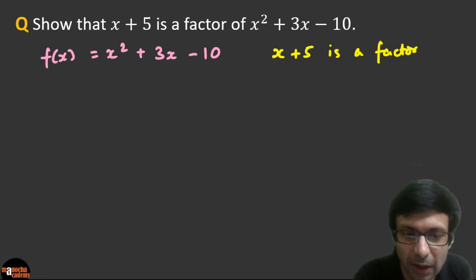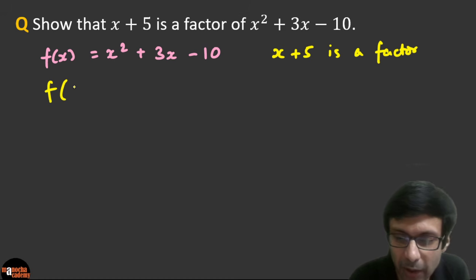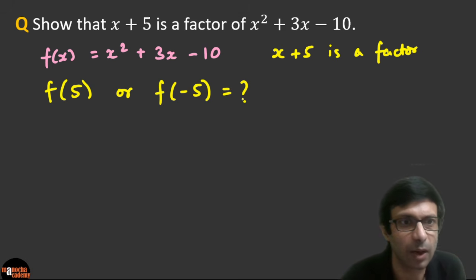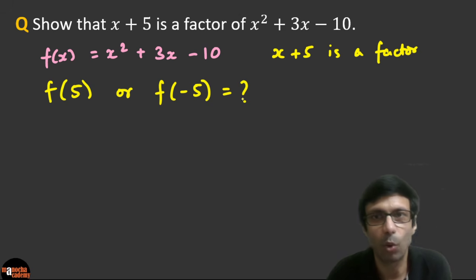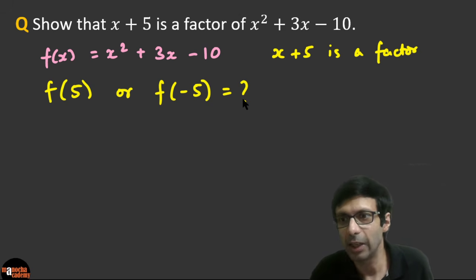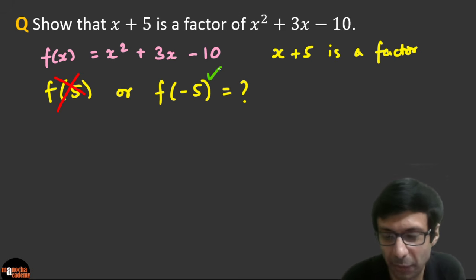So what do we need to find here, guys? F of 5 or f of minus 5? Can you tell me? So do I need to find f of 5 or f of minus 5 here to prove the point? Guys, please take a look and tell me, what do we need to find here? To show that x plus 5 is a factor, do we need to find f of 5 or f of minus 5? Very good. Excellent, guys. We need to find f of minus 5.